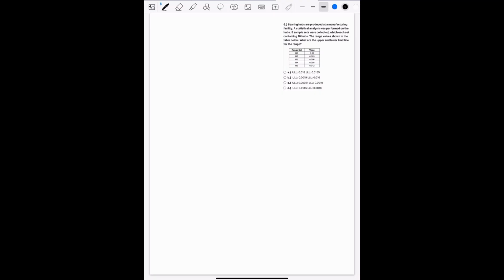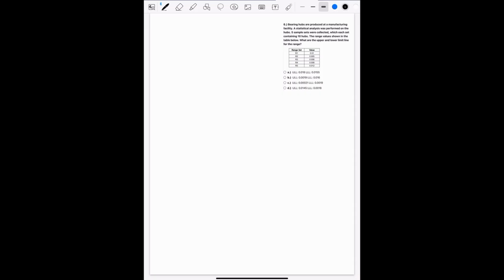Okay, hello everyone. This is problem number 6 of the free Machine Design and Materials exam that can be found at engineeringappliedpractice.com. So let's start with the problem statement. Bearing hubs are produced at a manufacturing facility. A statistical analysis was performed on the hubs. 5 sample sets were collected, with each set containing 10 hubs. The range values are shown in the table below. What are the upper and lower limit lines for the range?